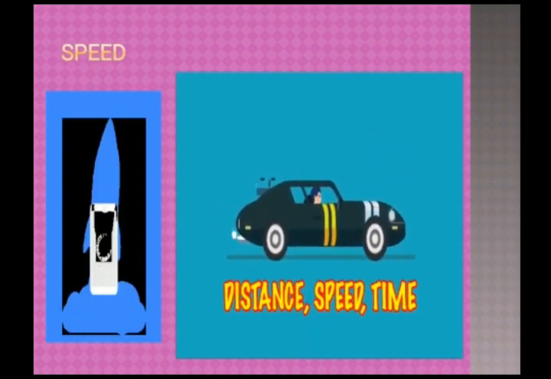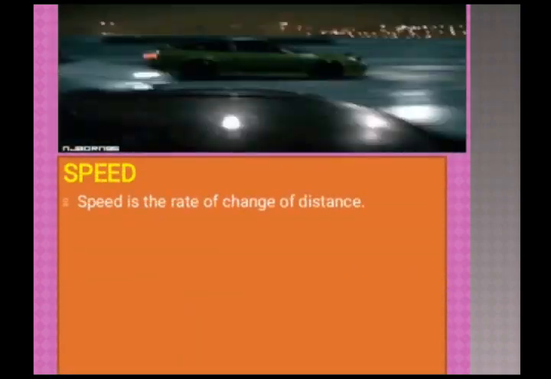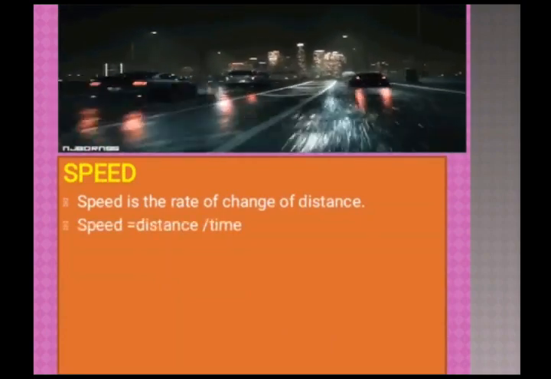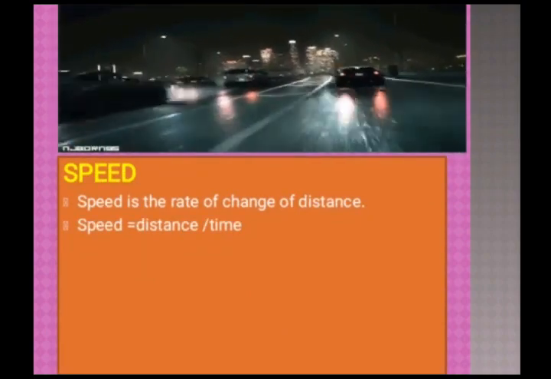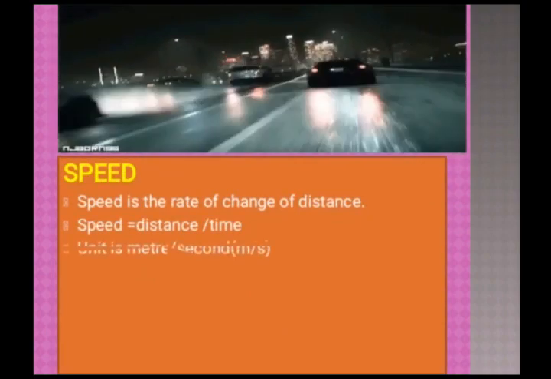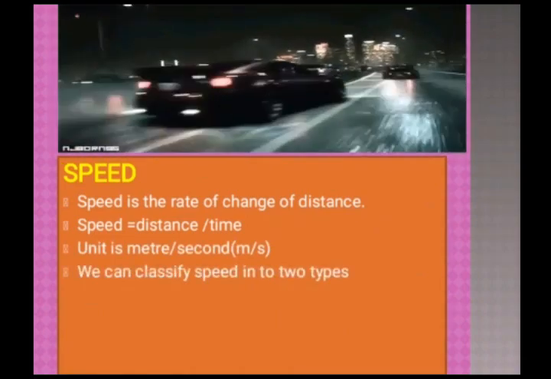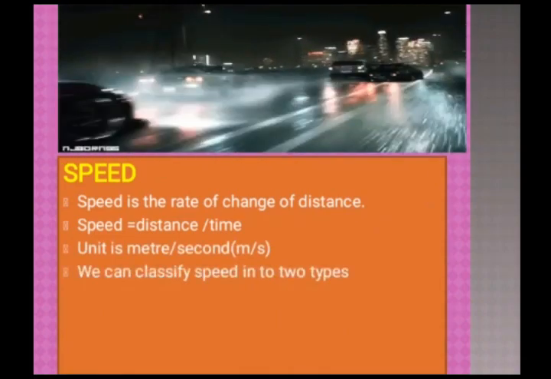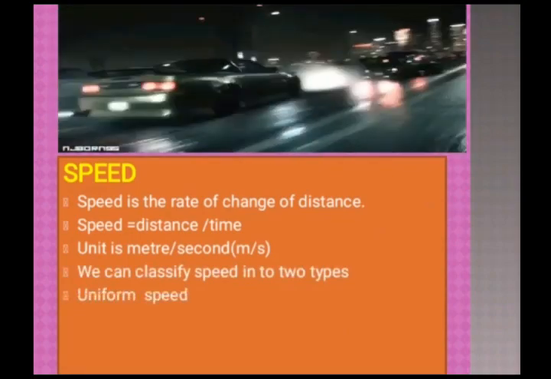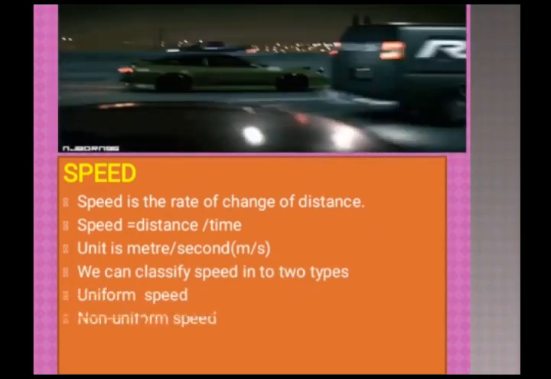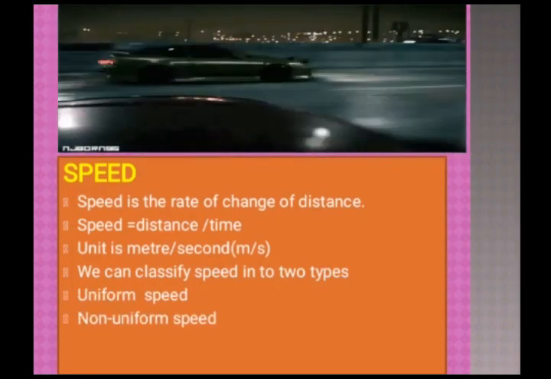First we will see about speed. Speed is the rate of change of distance. Speed is equal to distance by time. Unit is meter by second. We can classify the speed into two types: uniform speed and non-uniform speed.